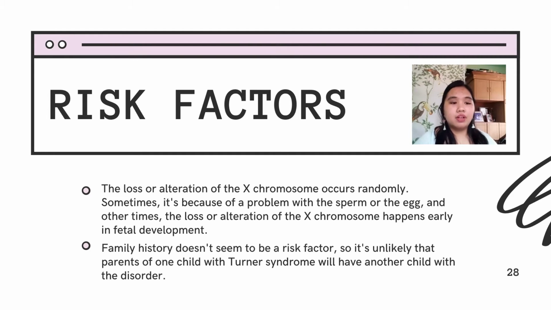For the risk factors, the loss or alteration of the X chromosome occurs randomly. Sometimes it's because of a problem with the sperm or the egg, and other times, the loss or alteration of the X chromosome happens early in fetal development. Family history doesn't seem to be a risk factor, so it's unlikely that parents of one child with Turner syndrome will have another child with the disorder.